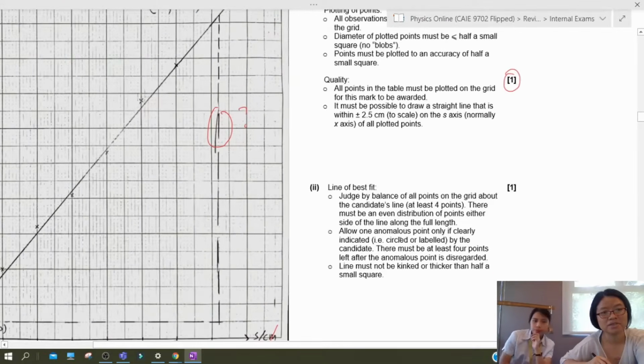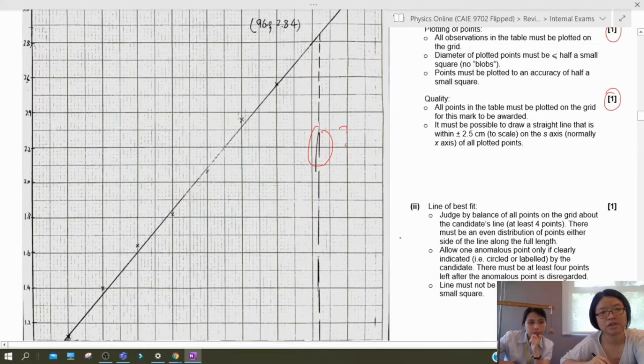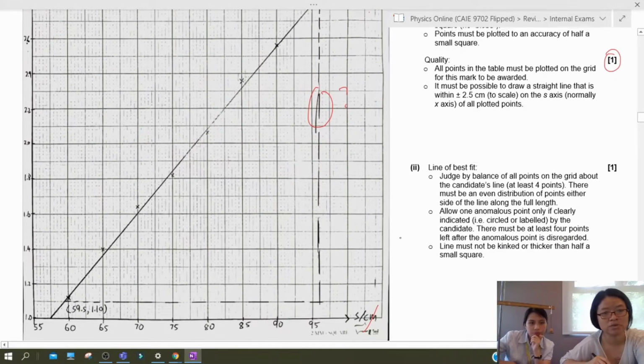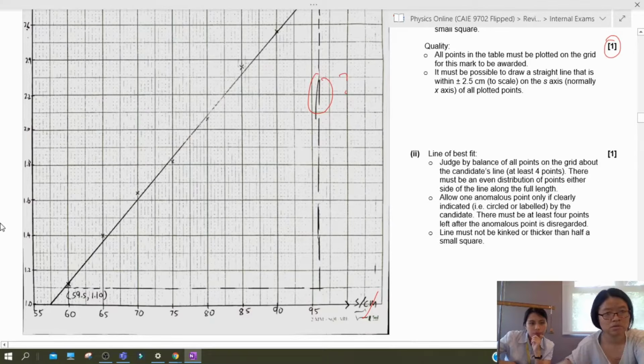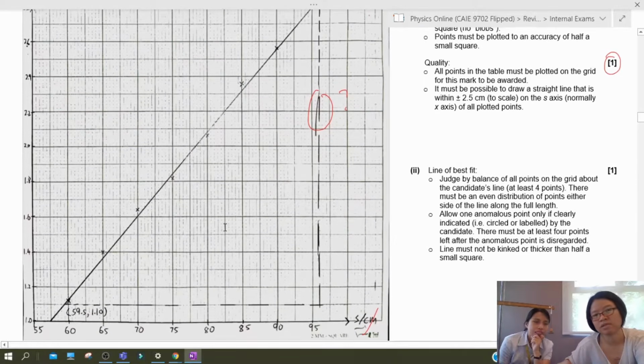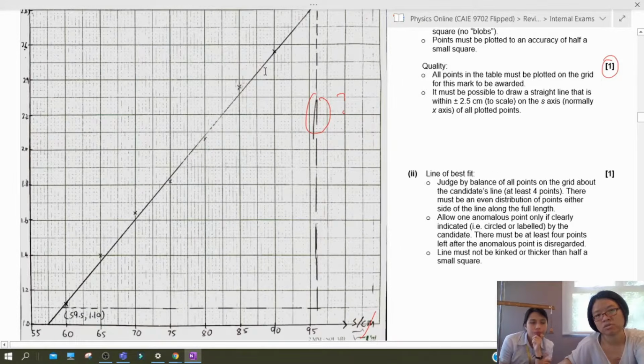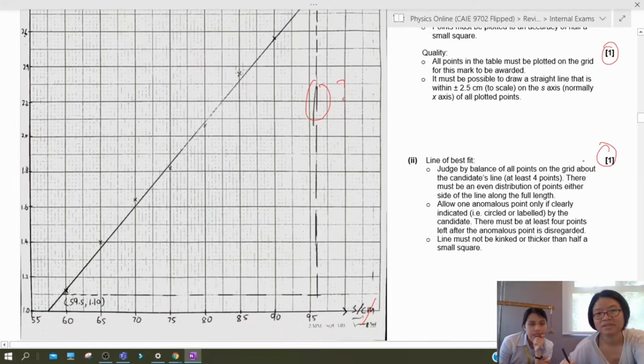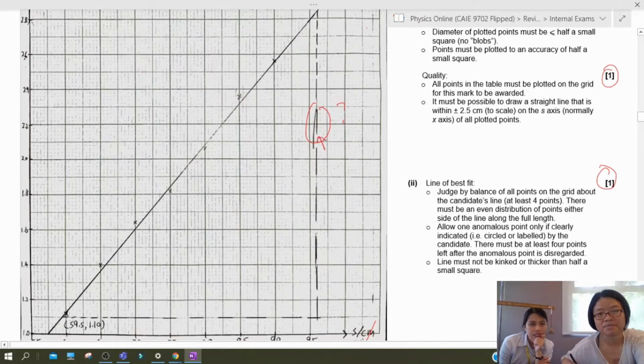Let's see. There are 3 points above the line and 2 points below the line. 3 actually, this point is also below the line. I thought it's passing through the line. It doesn't matter because it still looks balanced. This one is passing through, but it's okay. It's balanced. Wonderful, no anomalies. Kink line. Yeah, this is a kink line.